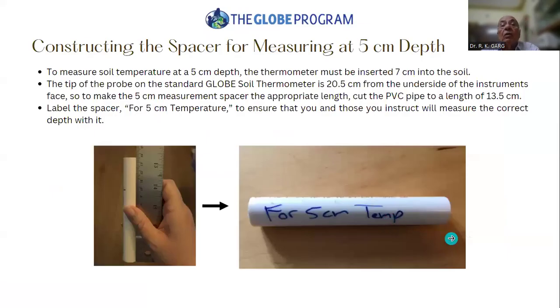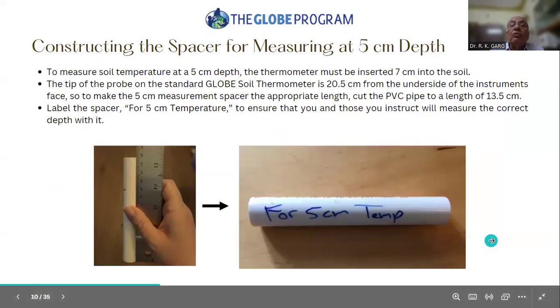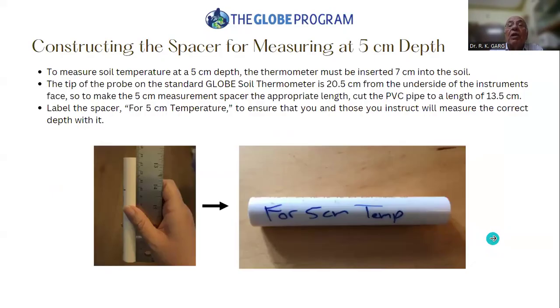Now, how to construct a spacer? Now, the soil thermometer is 20.5 centimeters from the upper side to the face of the disc. So, we have to label. Just see, here we have labeled for 5 centimeter, for 10 centimeter. This bigger spacer is always used for the 5 centimeter.